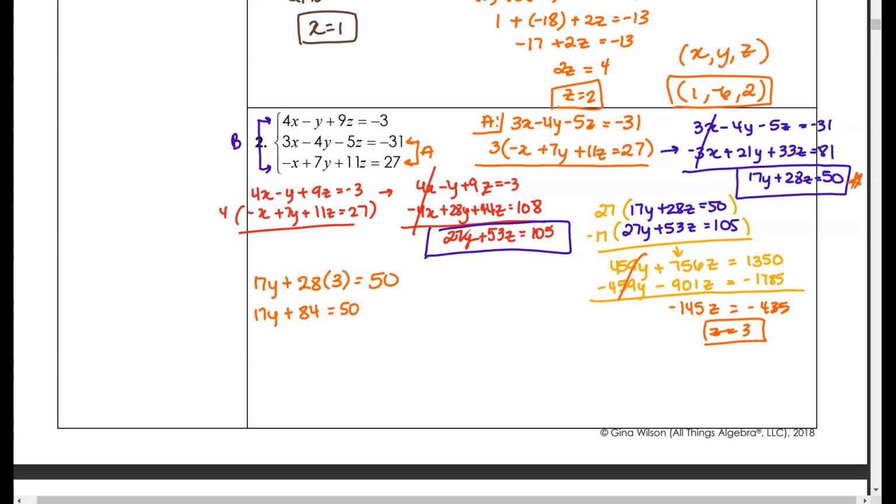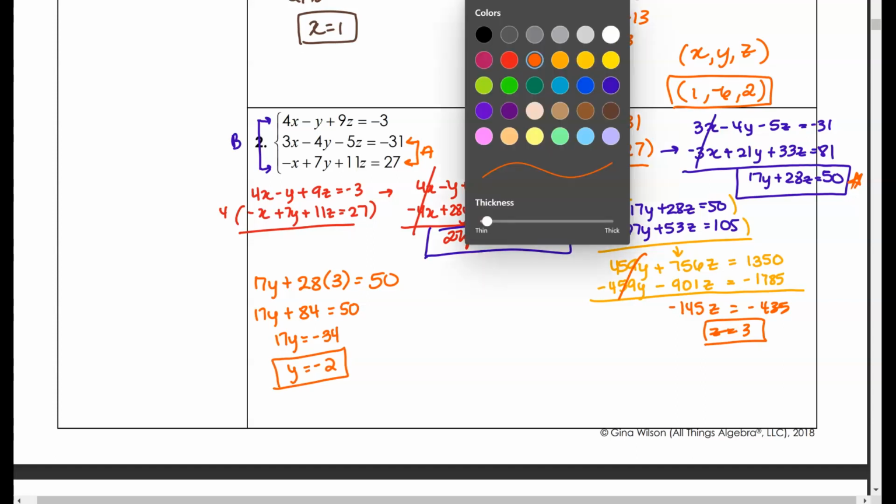We're going to subtract 84 from both sides. We get 17y is equal to negative 34. Divide 17 on both sides, and we end up with negative 2. So here's our second value.